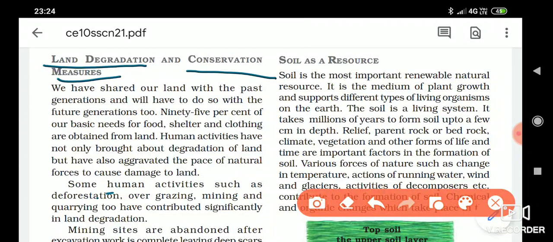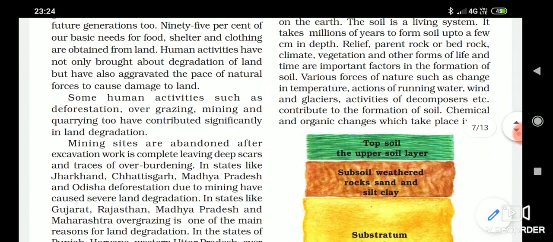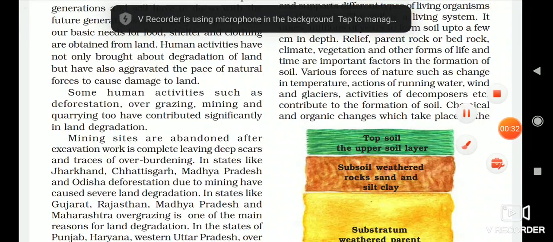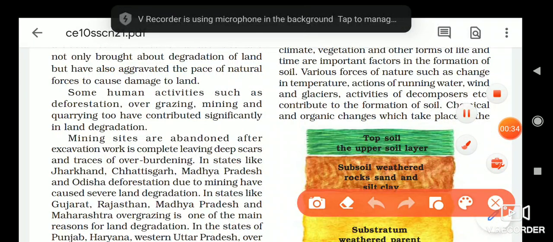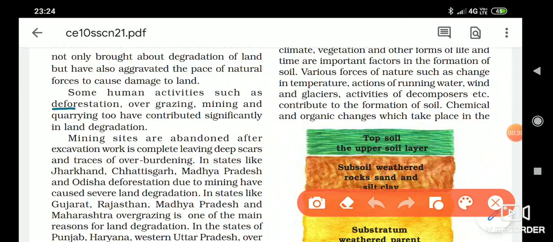So there are some human activities responsible for this, and as we know, those human activities are deforestation, grazing, mining, quarrying. Okay, so these are the main points of land degradation. So let's go through it state-wise.